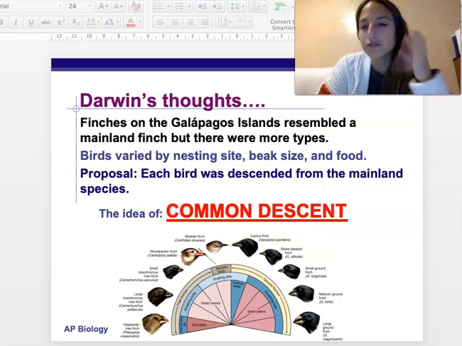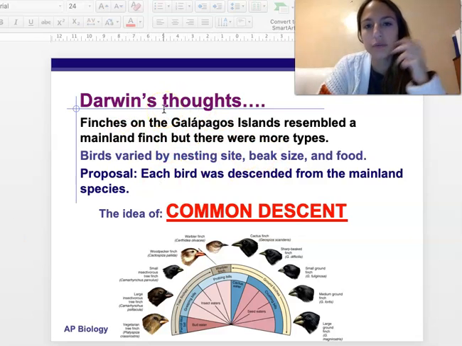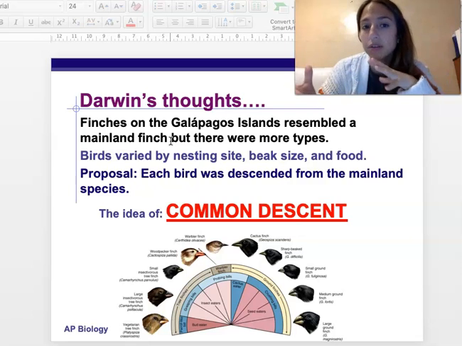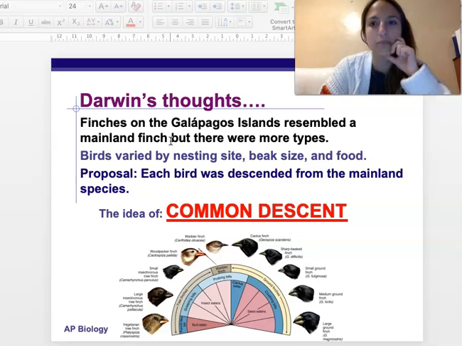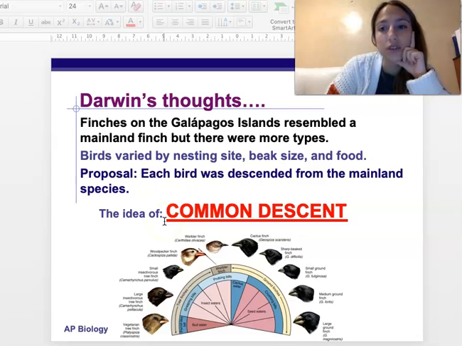So after he took all of his observations back to Europe, what did he come up with? He saw that in Galapagos, the finches of Galapagos, which are these birds, resembled mainland finches, but there were more types. So there was a resemblance to the mainland Ecuadorian finches, but there were many, many more types of finches and much more variability. Birds varied in nesting size, beak size, and food. What was his proposal? Each bird was descended from the mainland species, so it had a common descent, but it was a common descent with variation.